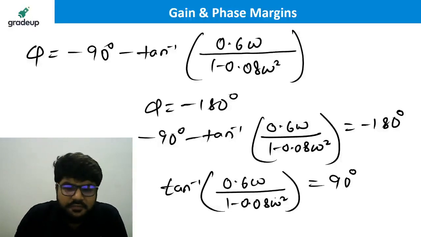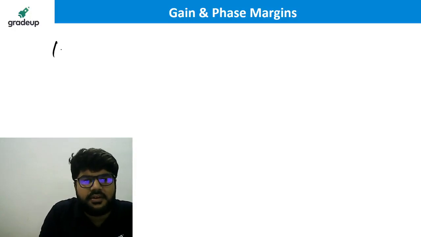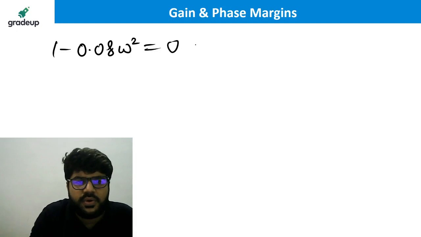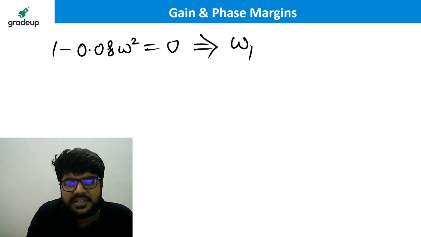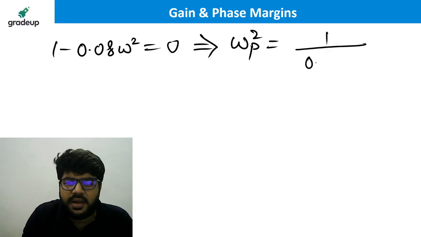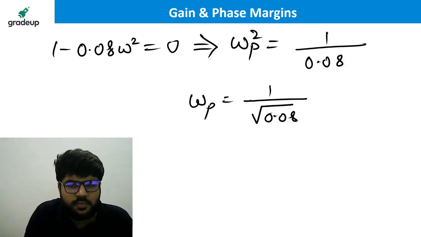And how do you get infinity? If you equate the denominator to 0, 1 minus 0.08 omega square equals 0. This frequency will be named omega p. So omega p square is 1 upon 0.08. Omega p is ultimately 1 divided by root 0.08, and that is the same result.